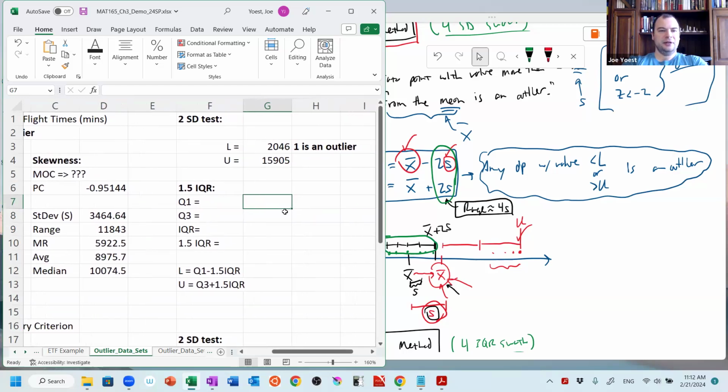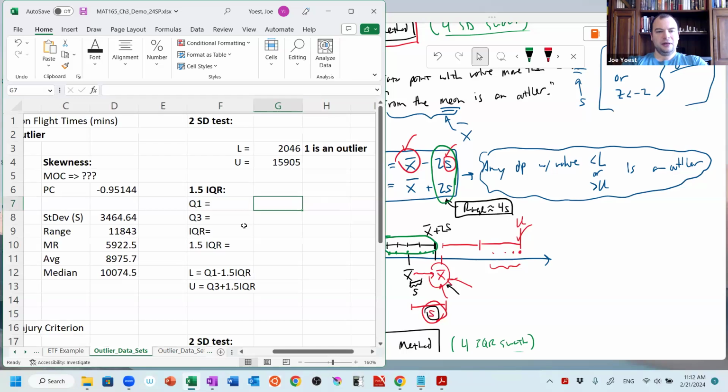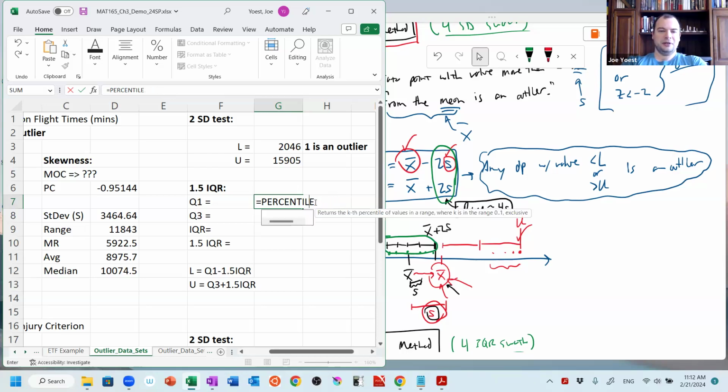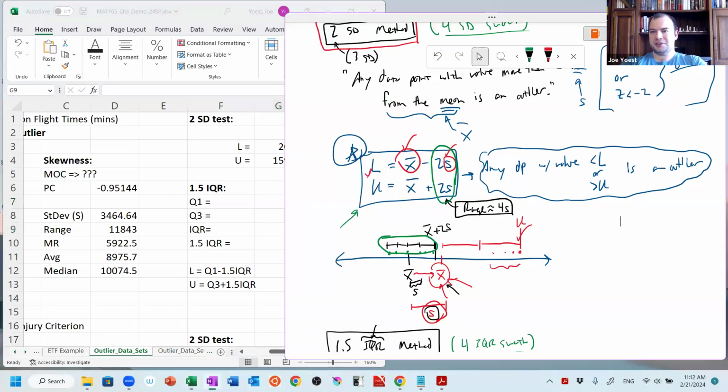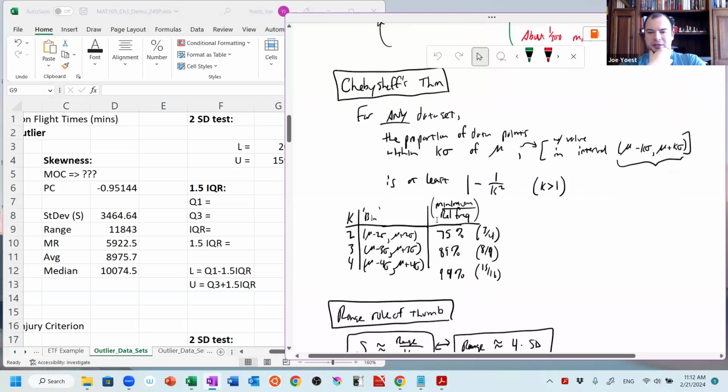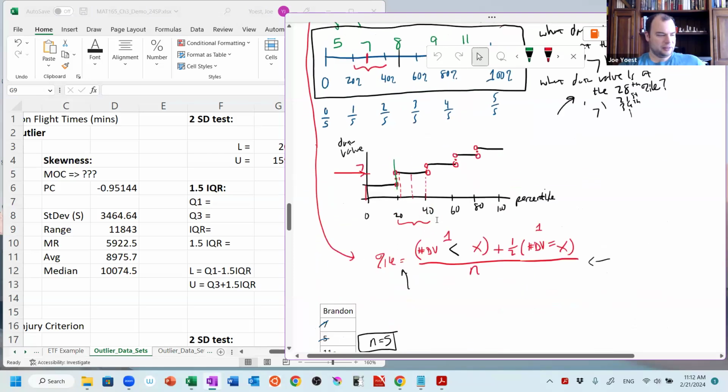Okay, so let's look at our 1.5 IQR method. Well, here we first need to find Q1 and Q3. As a side note with quartiles, we could use one of the percentile functions built into Excel. One of the issues with the percentile function, though, let me just jump back really quick to our previous discussion on percentiles. One of the issues with percentiles, if you remember this picture, we said it was kind of arbitrary in some sense how we chose to assign these percentiles on each of these intervals.